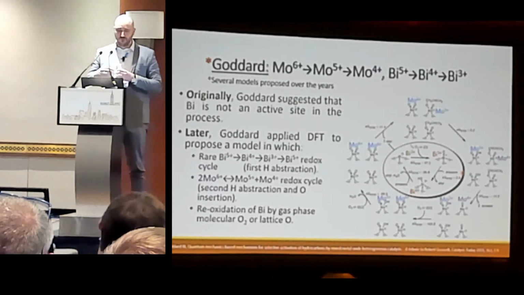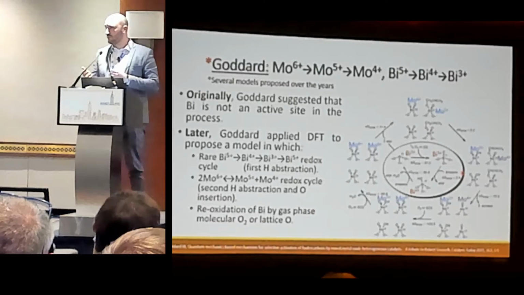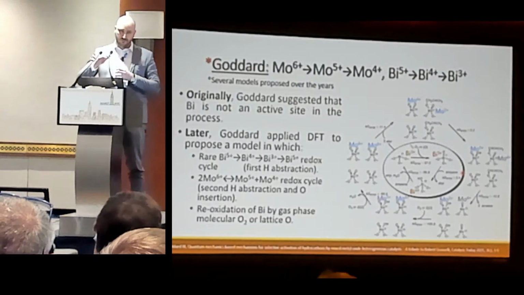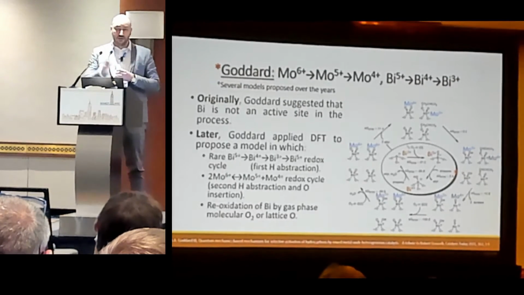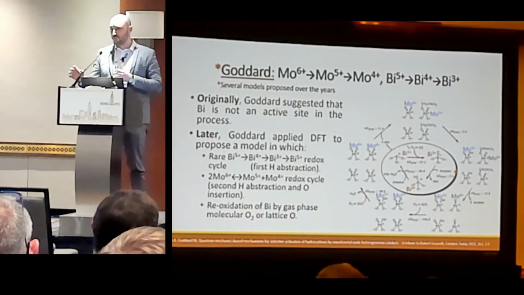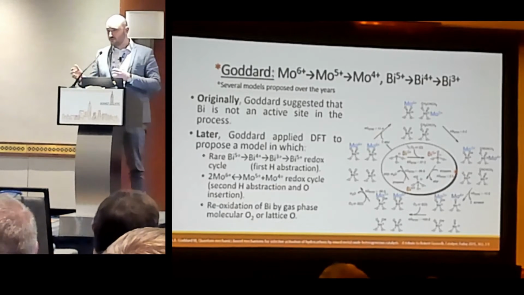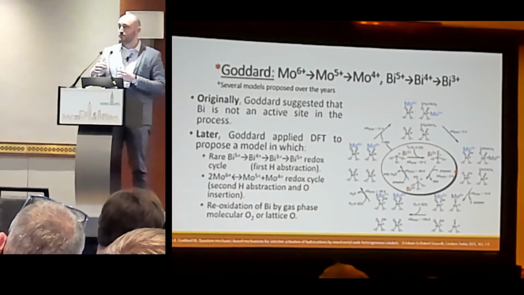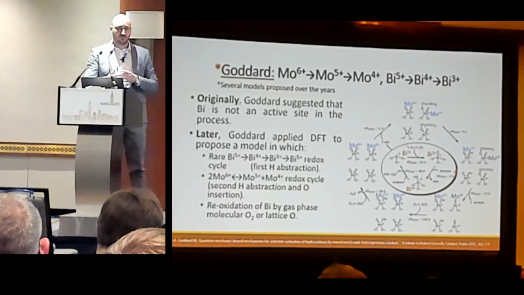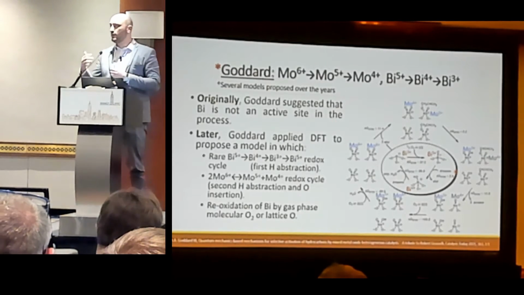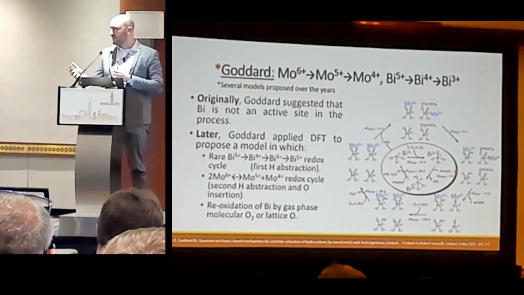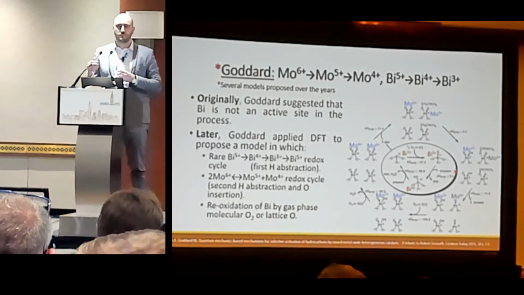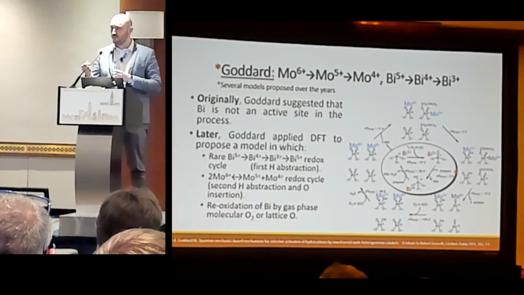But later on, other groups suggested using several DFT models, several models that could explain what's going on here. Initially, this suggested models in which you just have molybdenum acting, changing. The bismuth was not directly participating. However, later on, they suggested bismuth does participate, but not the way you'd expect, not bismuth 3 plus, but in fact rare, highly oxidized bismuth 5 plus, 4 plus sites, which are reduced during the first stage extraction to 4 plus, 3 plus, and then get reoxidized. While the rest of the reaction happens on the molybdenum sites.